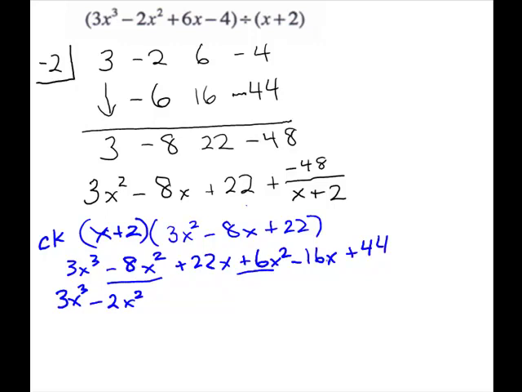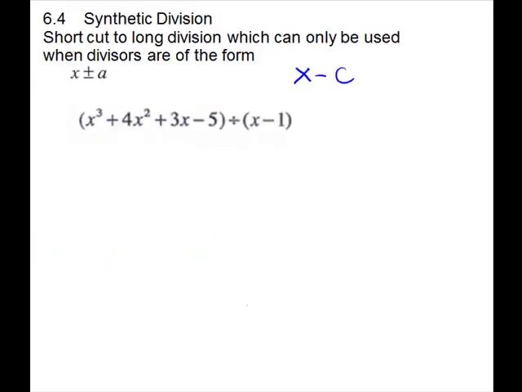22x minus 16 will give us a plus 6x. Right, plus 44, and then we have to add back our remainder, just this top portion, so a minus 48. And those two are going to combine to give our negative 4. So we do have 3x cubed minus 2x squared plus 6x minus 4. So our problem is done correctly.